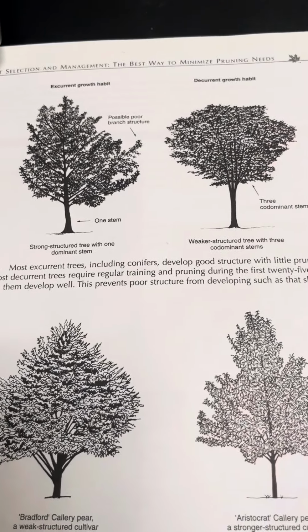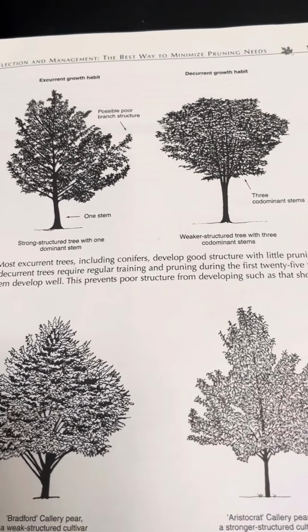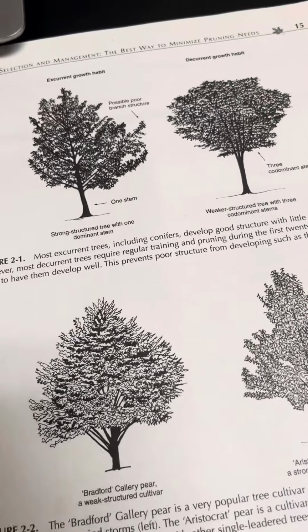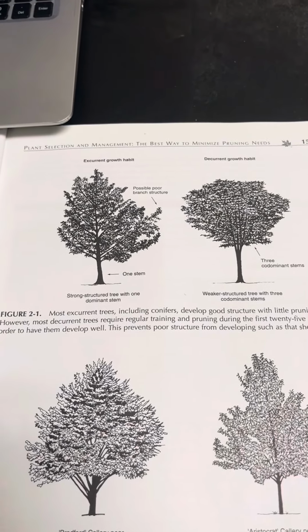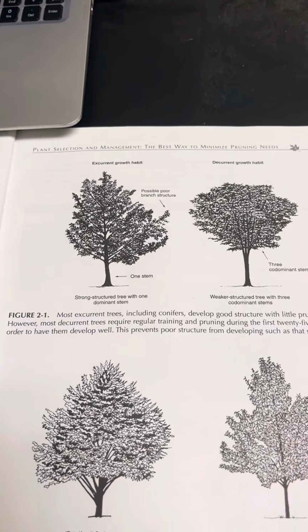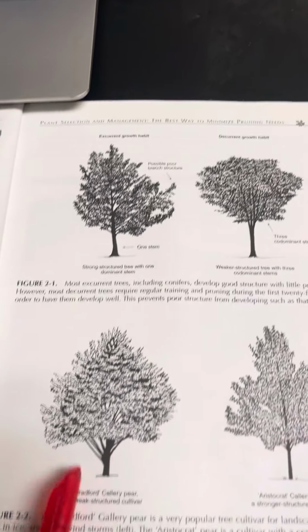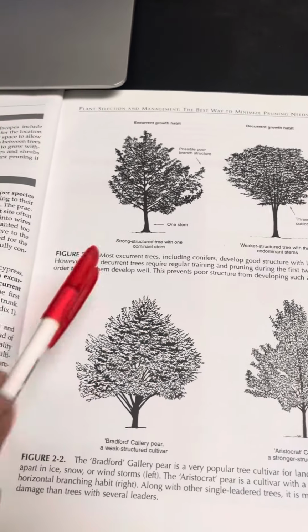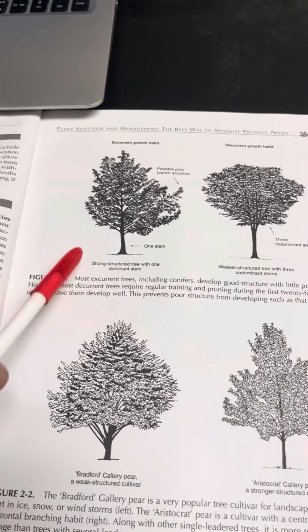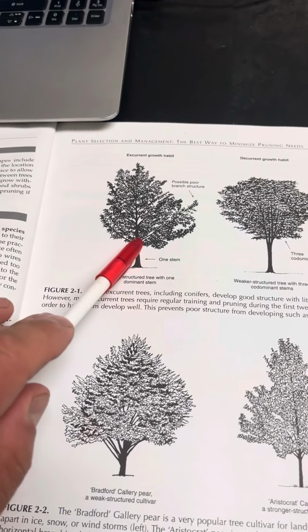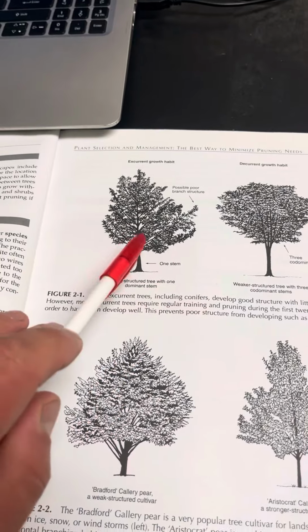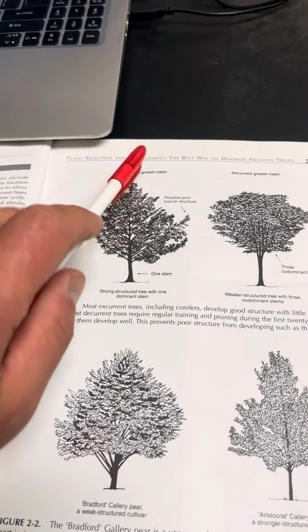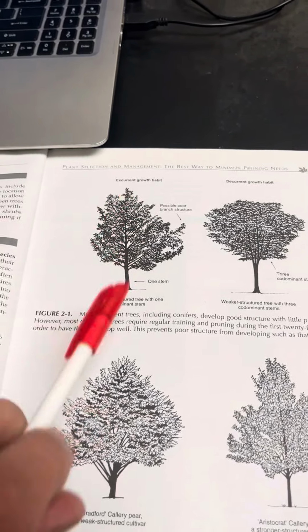This morning I want to talk about species selection and pruning needs for these types of trees. There are two big categories of trees: excurrent trees and decurrent trees. This all has to do with their shape and form. Excurrent trees usually have branches that are evenly spaced, growing outward in this pyramidal shape here. Really good structure, a single leader going on here.